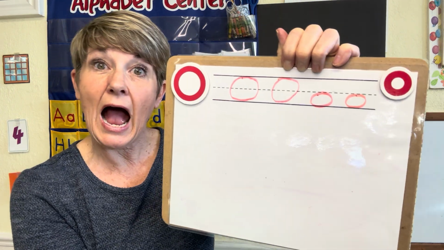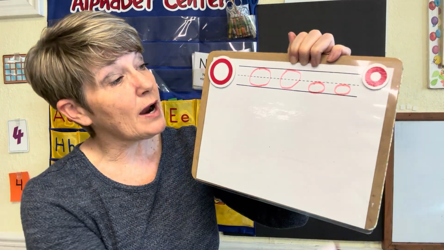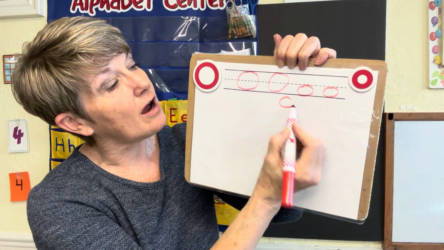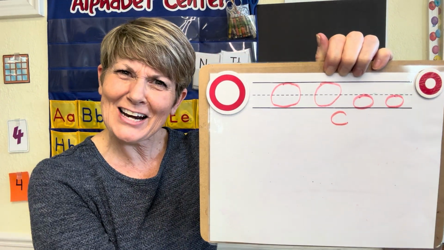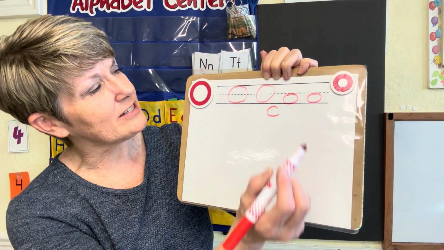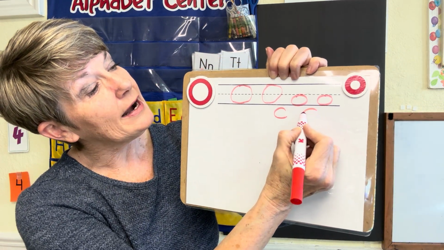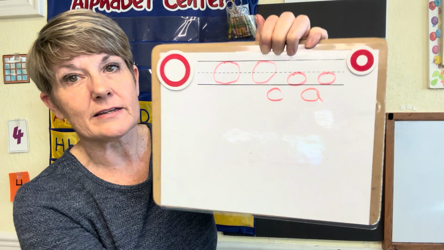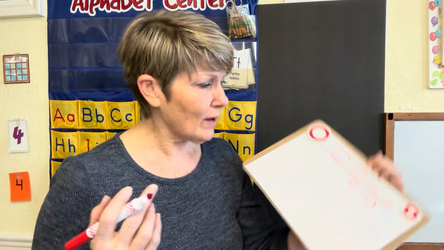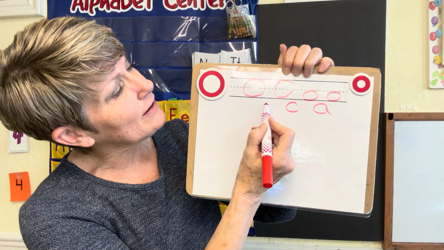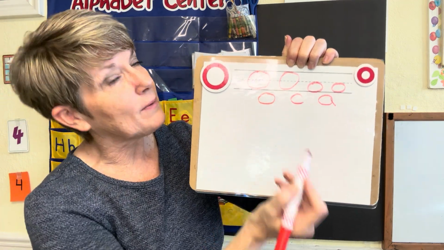Now what would happen if when I was writing the O, I just stopped? Is that an O? No, that's a letter C. We're not writing letter C. What if I put a line on it? That would be a letter A. Are we doing a letter A or a letter C? No, we're doing a letter O, so it needs to go all the way around.